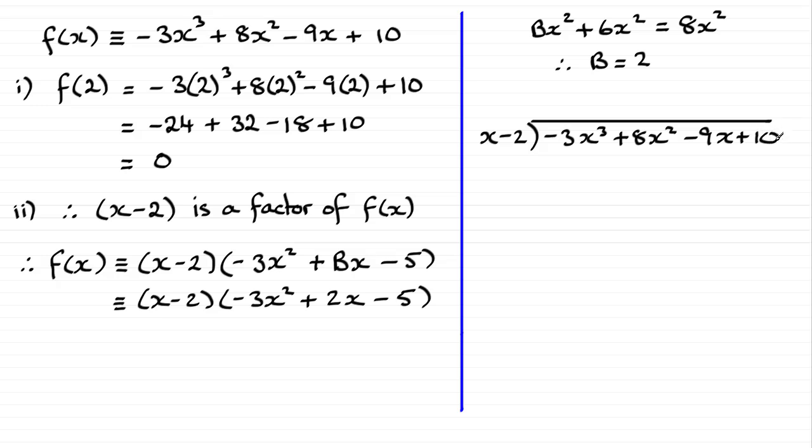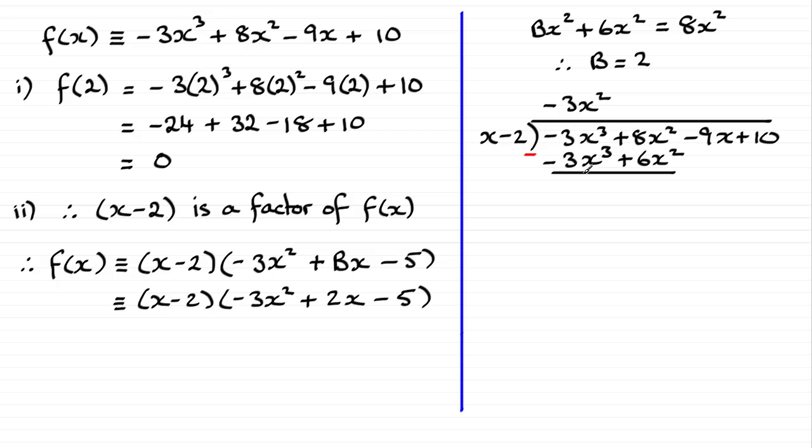If you're unsure of this, do check out the tutorials on that. So what we do, we say, what do we multiply x by to get minus 3x cubed? And it has to be minus 3x squared. And we multiply minus 3x squared with the x minus 2, put our answer down here, so we get minus 3x cubed. And then minus 3x squared times the minus 2 is going to give me plus 6x squared. Okay, we now subtract just to work out what our remainder is.